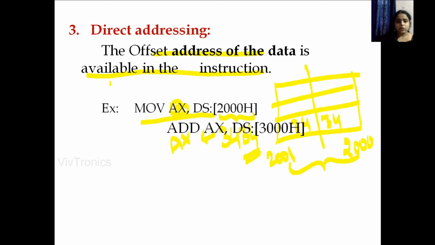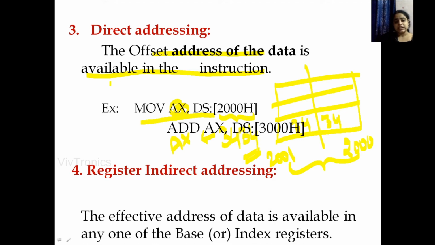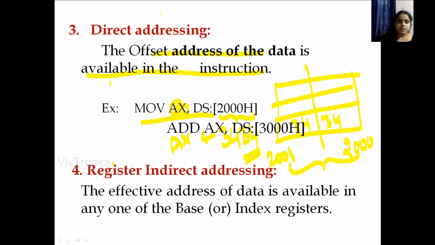Okay. Or we can move, or we can add, we can even do subtraction also. The fourth one is register indirect addressing mode. This is direct addressing mode, and here this is register indirect. That means the effective address of the data is available in any one of the base or index registers. That means the address of the data, here we are taking directly from a memory location, but here this address is available in the register. From the register we will get the address, and from the address we will get the data.